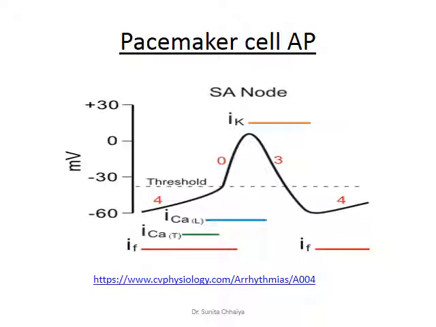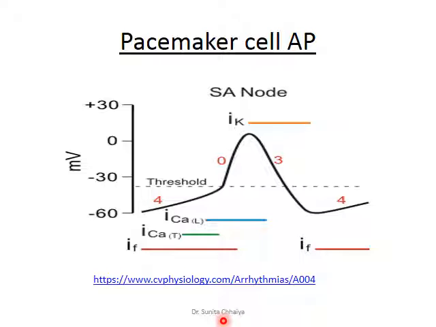So different tissues, whether they have a fast response or a slow response, whether they are pacemaker tissue or non-pacemaker tissue, the action potentials generated in both types of tissue are different. So it is necessary to understand how this action potential is generated. First we discuss the action potential in pacemaker tissue.